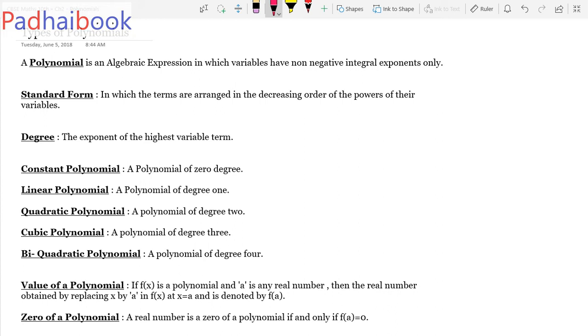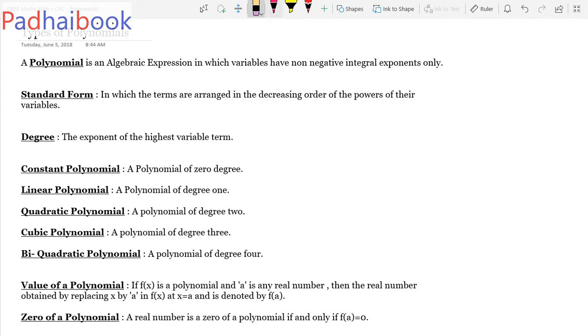Now, what is a polynomial? When I say the word polynomial, what comes to your mind? A polynomial is an algebraic expression in which variables have non-negative integral exponents only. Now this does not mean that a polynomial is a term which has many terms. That is a different definition. What we here mean is that a polynomial is an algebraic expression in which variables have non-negative integral exponents only.